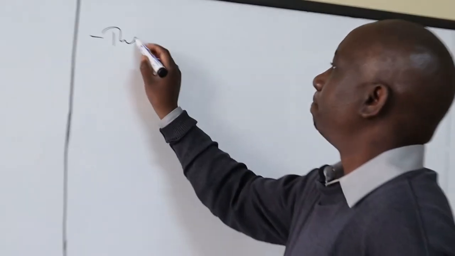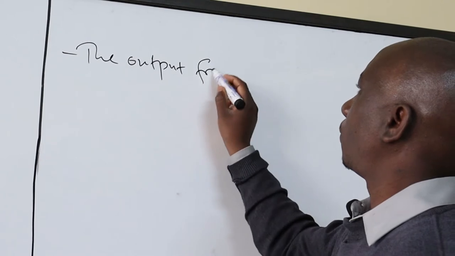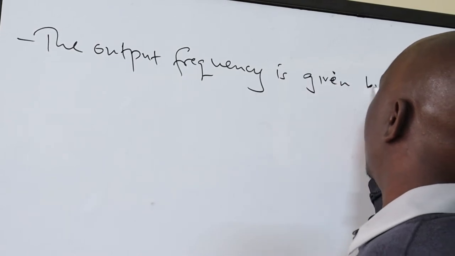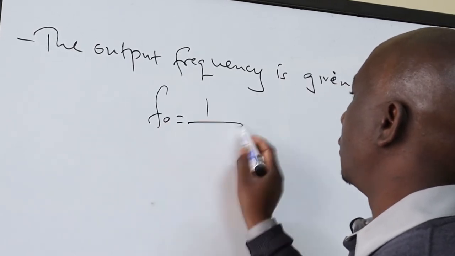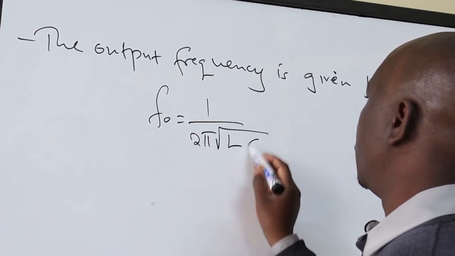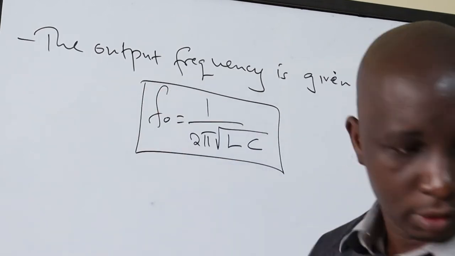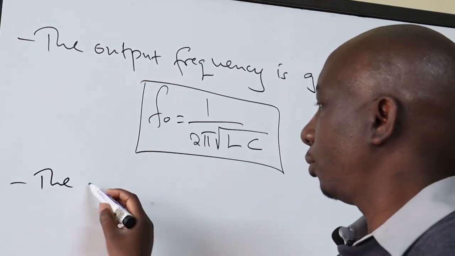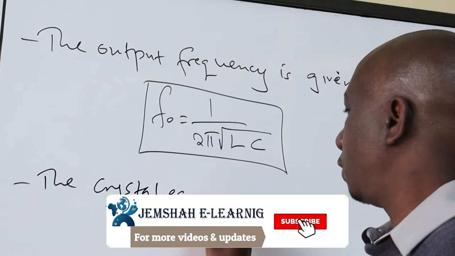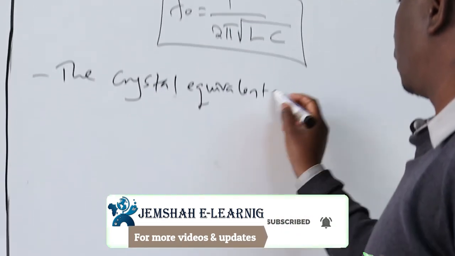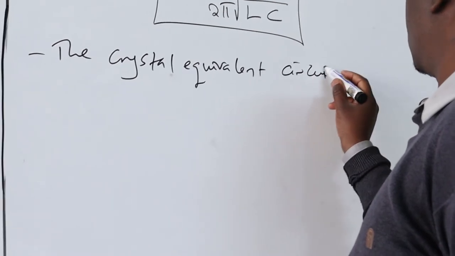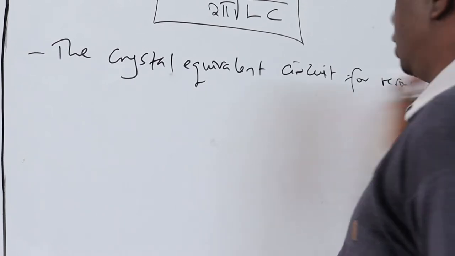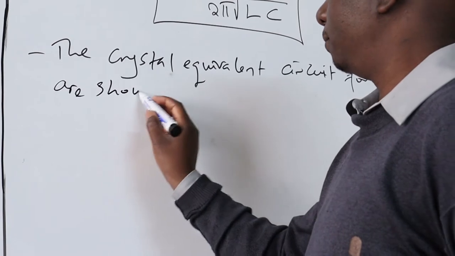So the output frequency is given by the formula shown. So we can have the equivalent circuit of a crystal. The crystal equivalent circuit for resonance is as shown below.